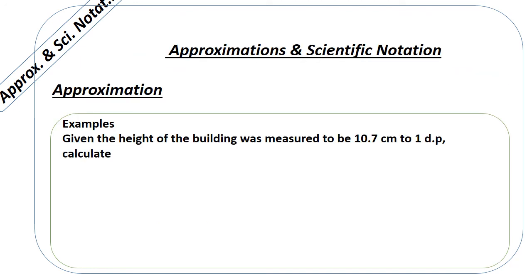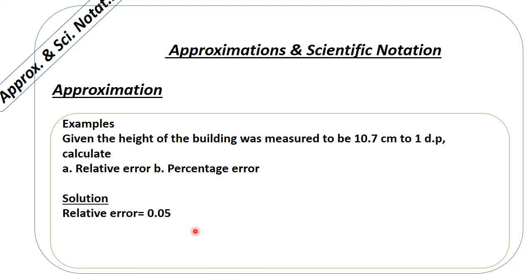Let's take a look at an example. Given the height of the building was measured to be 10.7 centimeters to 1 decimal place, calculate the relative error and the percentage error. So the solution is, it's 10.7 to 1 decimal place, and you know what I'm talking about, turning the numbers into zeros at the end, putting 5. That's the relative error. So the relative error is just 0.05. So here it's 0, here it's 0, and here we put 5.